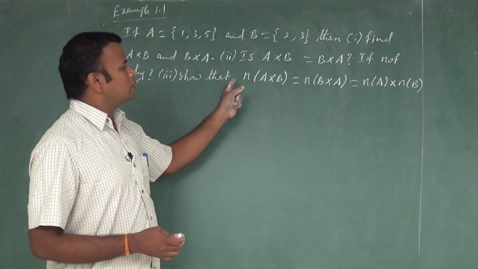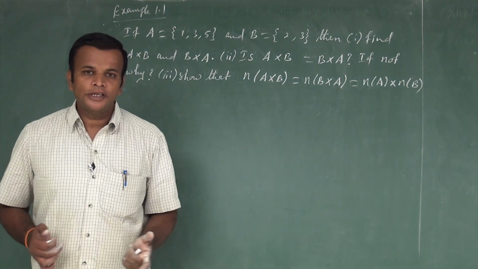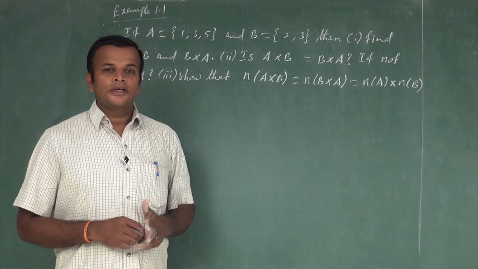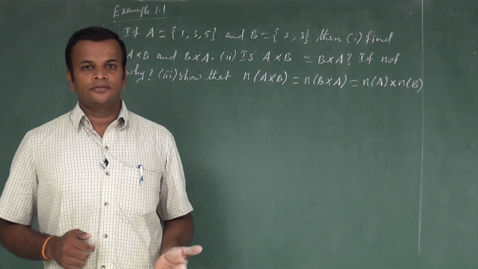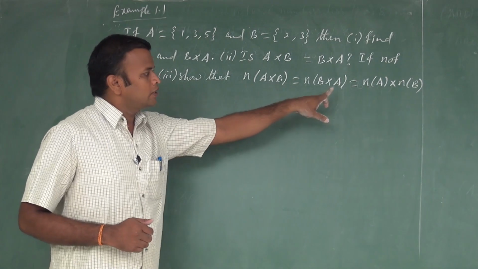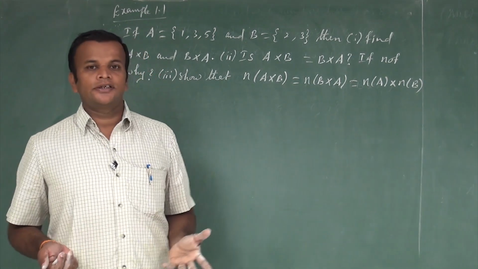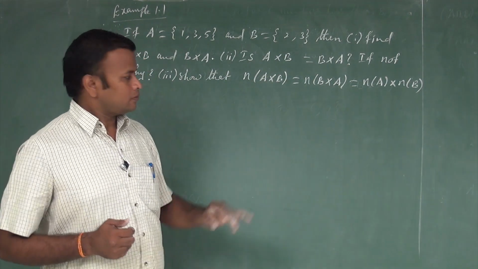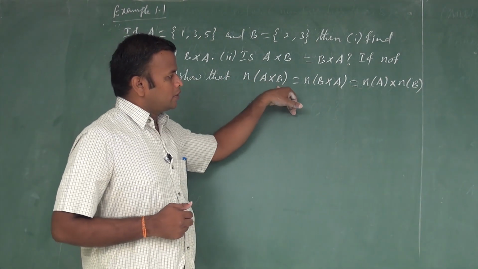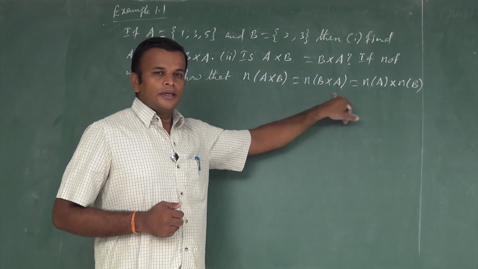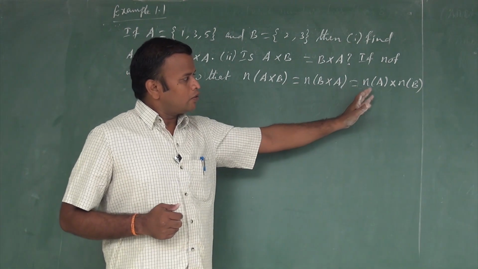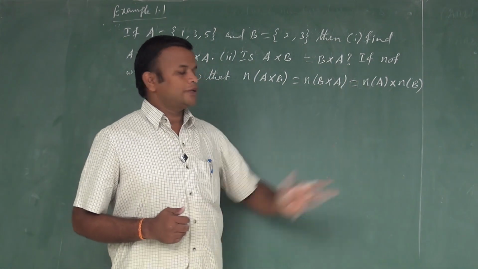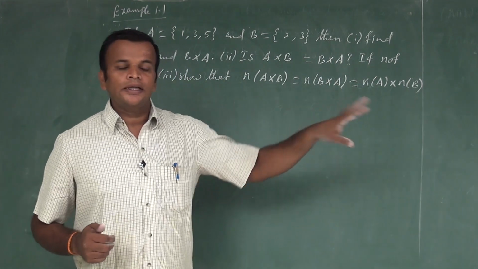It has only one new word, that is n of. N of means the number of elements. So n of A cross B means the number of ordered pairs. That's the only new thing. We already know this concept from the 9th standard. N means the number of elements. n of A cross B is equal to n of B cross A, which is equal to n of A. We don't read it as a cross. It is the ordinary product, n of A into n of B.